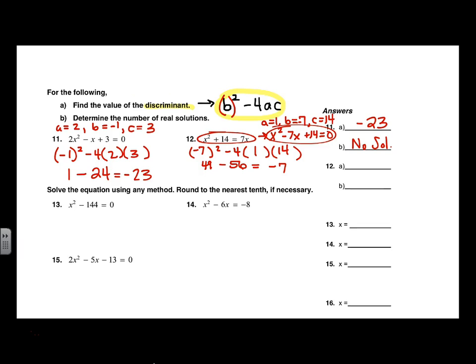So what do we do with negative numbers? First of all, the discriminant is -7. Second of all, whenever the discriminant is negative, we say how many solutions are there? No solution. If it was 0, it would be 1.